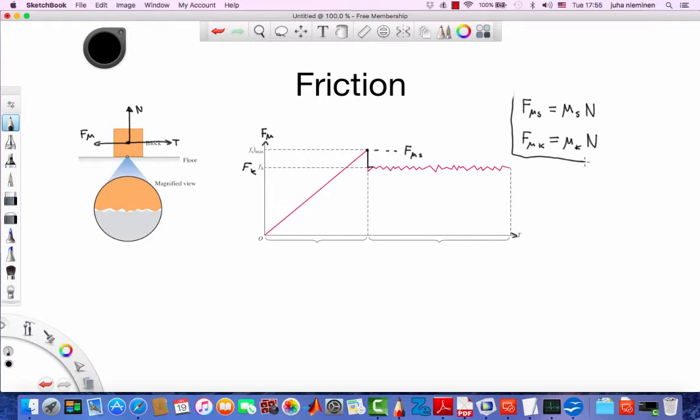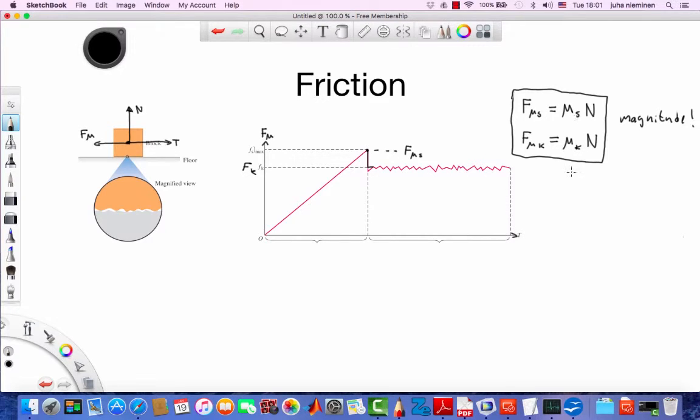You should note that these two equations are not in vector form because F is in a different direction than n. So these are basically only for the magnitude. And one has to deduce the direction of the friction from each situation separately. Of course, it's always against the direction of the movement.